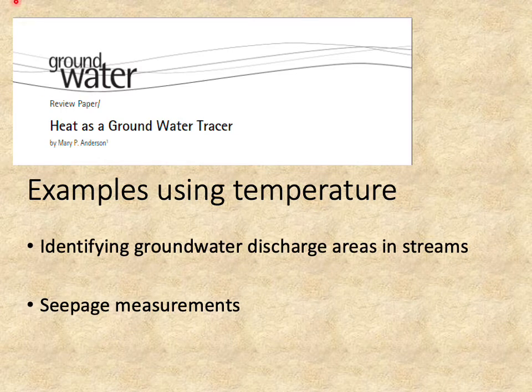What I'm going to talk about today, one of the things we can do is we can use temperature. It's an easy measurement and is common. The variations are found throughout nature, and so let's see if we can use it. Mary Anderson has a nice review paper on temperature as a groundwater tracer. That's a great starting point if you're thinking about using temperature. In the examples today, I'm going to use it for identifying groundwater discharge areas in streams, and then also we're going to look at using temperature to measure seepage.